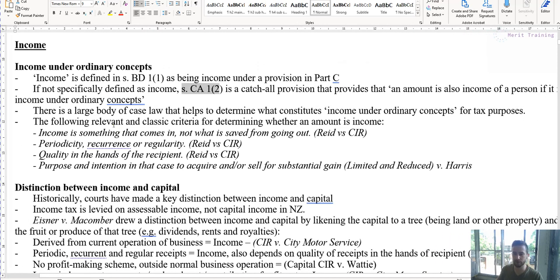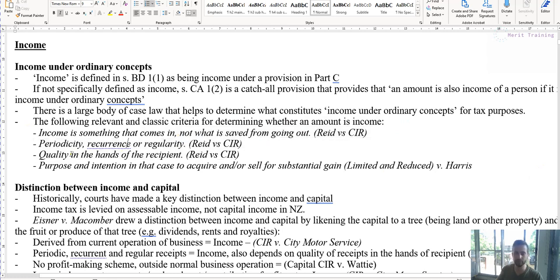So what is ordinary concepts? It's basically developed in the court systems, and these are the basic rules and indicators that something is income. It can be relevant for this distinction between income and capital, because if it satisfies these tests, then most likely it's income. So number one, it's something that comes in, not what is saved from going out. That would be like someone paying you for your services rather than saving more money from cutting costs, right? So it's not the latter, it's the first one, that would be income. That's per Reid versus CIR. In fact, the first three are Reid versus CIR.